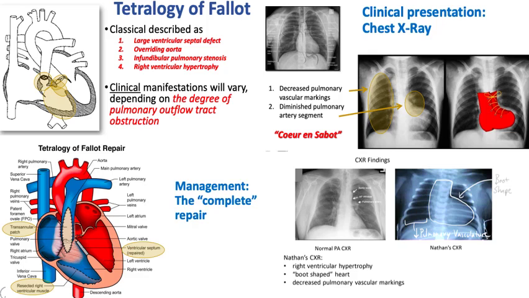Most of the blood is pumped into the aorta, and because of the pressure that has increased in the right ventricle due to the pulmonary stenosis, there is right ventricular hypertrophy. So all these things are about the tetralogy of Fallot.